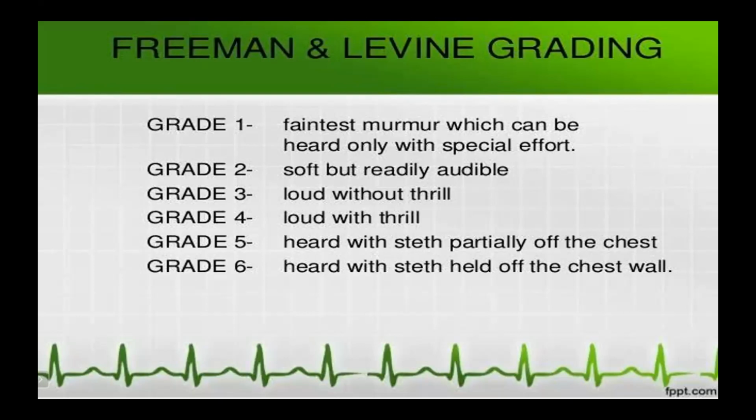Now, if that murmur can be heard only when the stethoscope is completely placed over the chest wall, it is grade 4. But suppose the thrill is present and the murmur can be heard with only the edge of the stethoscope touching the precordium, it is grade 5. And suppose the murmur is heard with the stethoscope held slightly above the chest wall, without any contact with the chest wall, it is grade 6. And also, as I told you, any murmur associated with thrill is a pathological murmur.